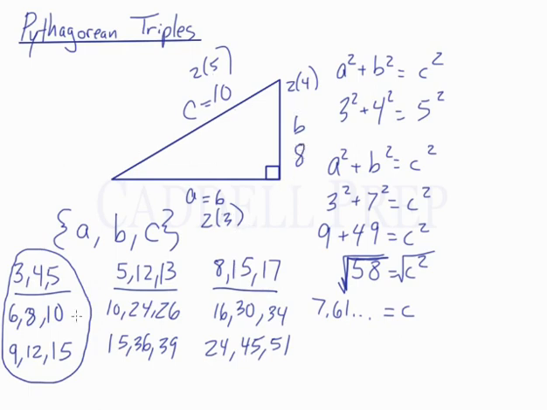So sometimes knowing these triples could save us from doing the Pythagorean theorem. But of course, if we knew that this side was 6 and this side was 10, we could find this side 8 just by doing the Pythagorean theorem as well.